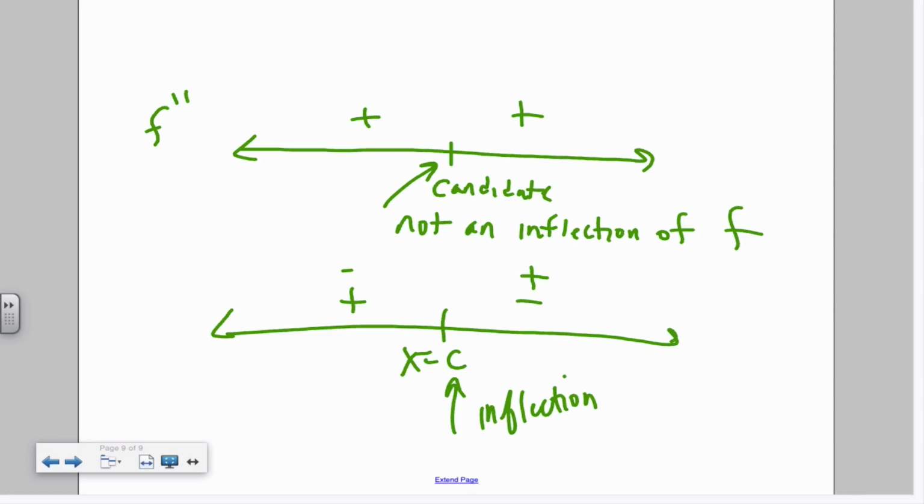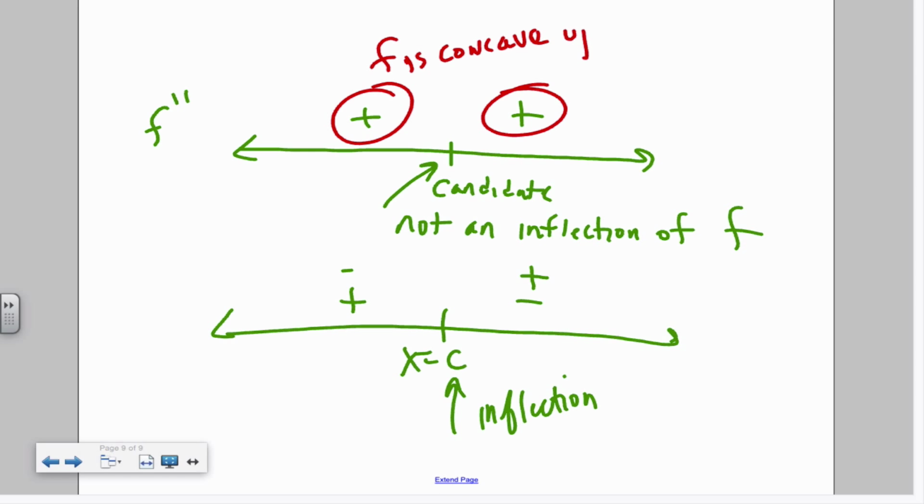The last thing to be aware of is the intervals of concavity. If I have a scenario like this above, where I have positive, positive, that means f is concave up on those positive intervals. If I have a scenario like the one below, where I have minus, plus, f will be concave down on this interval and concave up on this interval.